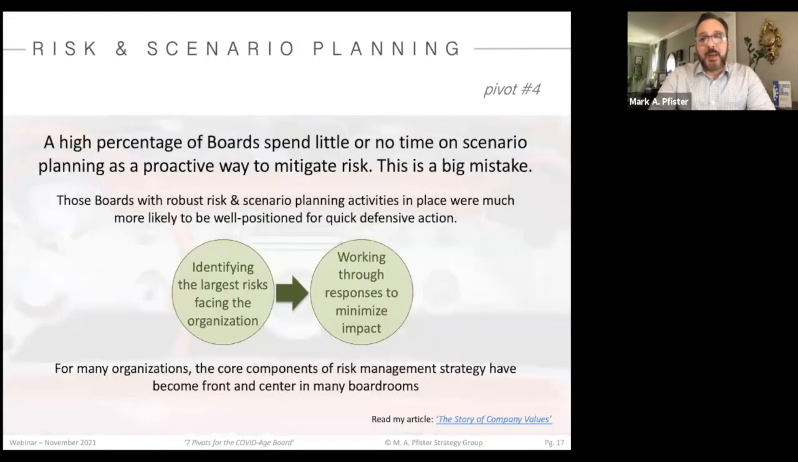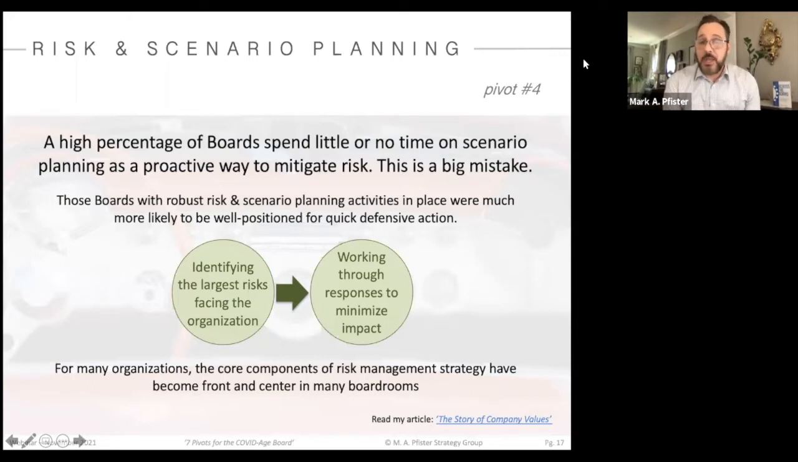All right, that brings us into the risk and scenario planning as it relates to pivot number 4 on our list for today. A high percentage of boards still to this day spend little or no time on scenario planning as a proactive way to mitigate risk. Huge mistake. So those boards with robust risk and scenario planning activities actually fared much better during this particular pandemic. They were ready for this.